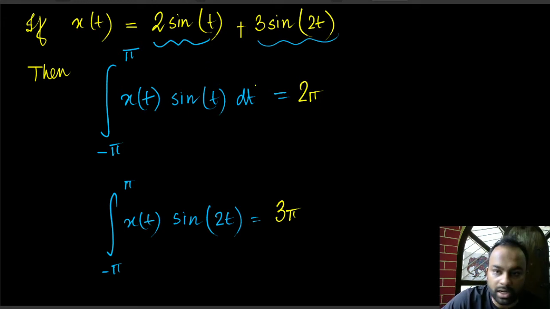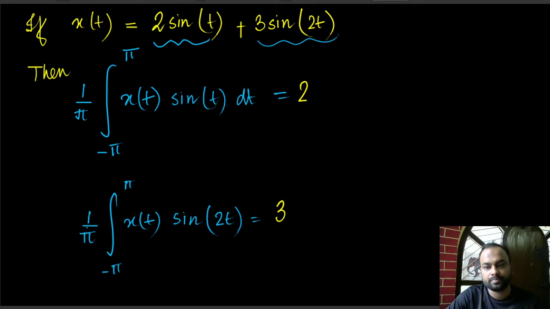So do all of you understand what I just discussed here? If so, then of course I can divide everything by pi. So I can divide everything by pi and put a 1 by pi here, and put a 1 by pi here, right? So it is pretty simple to understand, right? I believe.